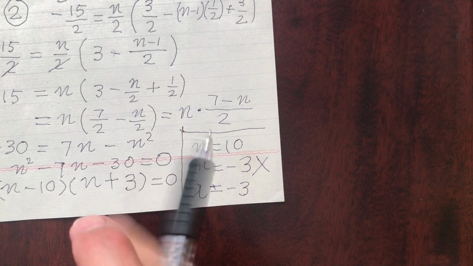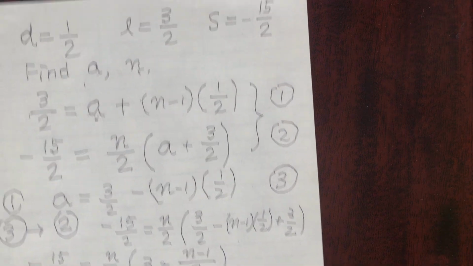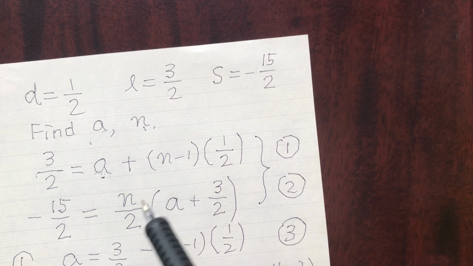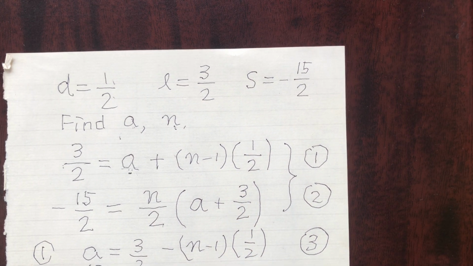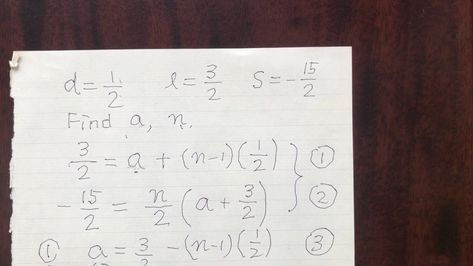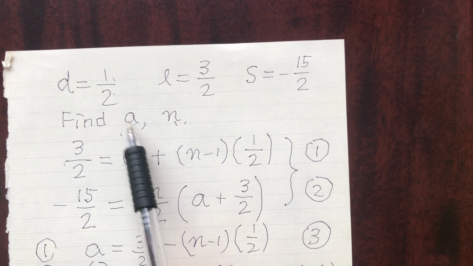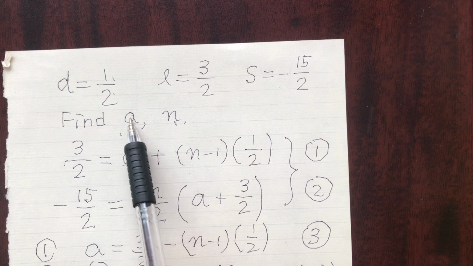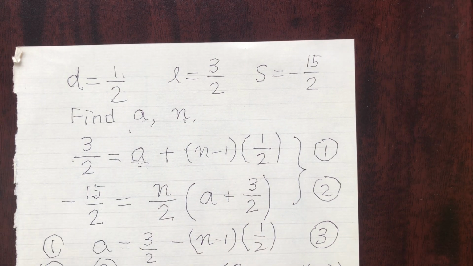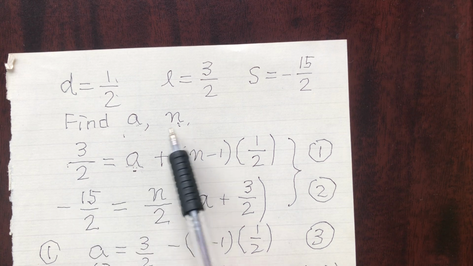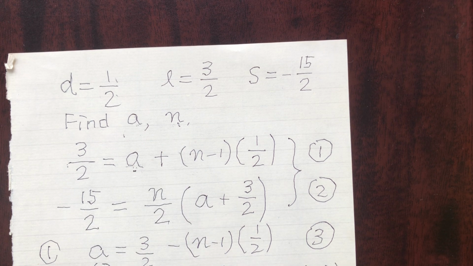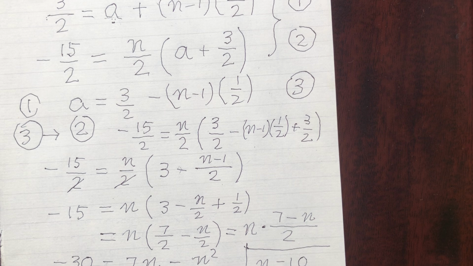And since the d is given, 1/2, I start with negative 3, which is my first term. This is negative 3, and d is 1/2. So a plus d, a plus 2d, a plus 3d, and so on until n is 10, and I have the whole sequence. So that's this question.